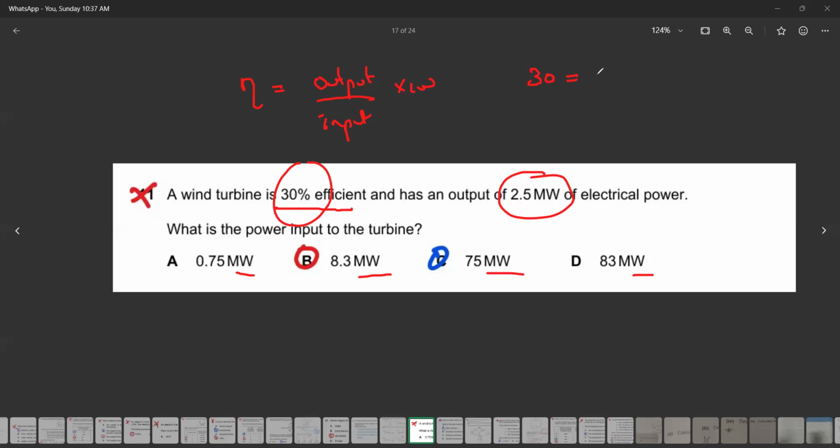Output is 2.5. Input we don't know, it's unknown. We call that X, times 100. If I need X, then X equals 2.5 multiplied by 100 divided by 30. So 2.5 times 100 divided by 30 gives 8.33. Because all the units are in megawatt, I did not convert the unit. So 8.3 megawatt will be the answer.